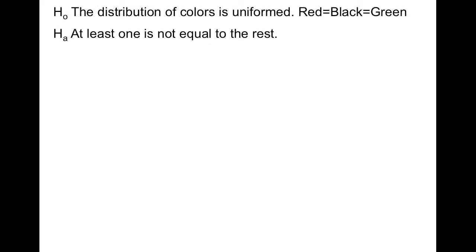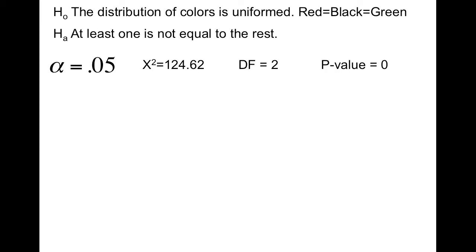So step 1, we have our null and alternate. The distribution of colors is uniform, meaning red equals black equals green. At least one is not equal to the rest. Our alpha level was 0.05 because we were 95% confident. Our test statistic was 124.62. Degrees of freedom was 2. And our p-value was 0. We rounded our p-value to 0 because it was at e to the negative 28. And now we're coming up with the conclusion the same exact way.